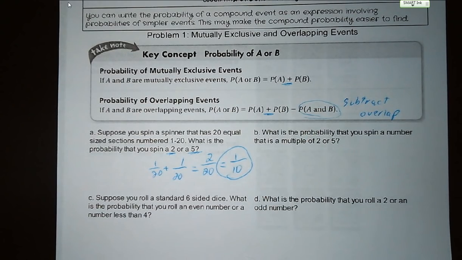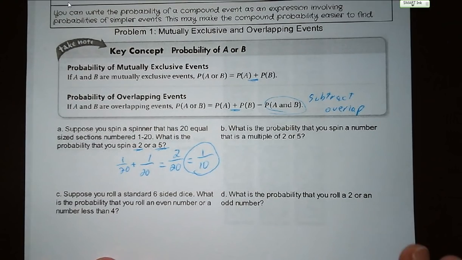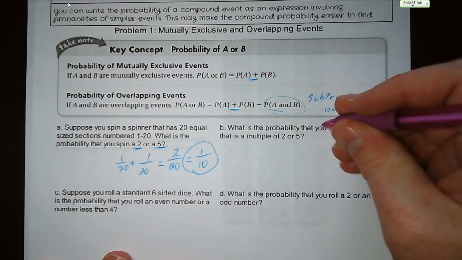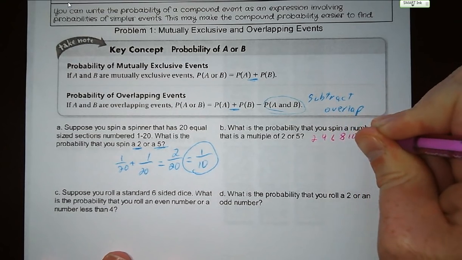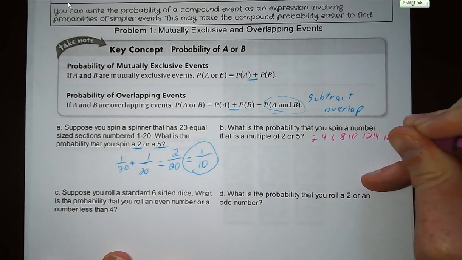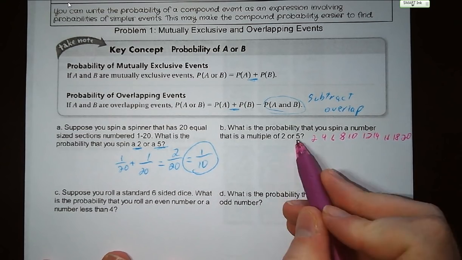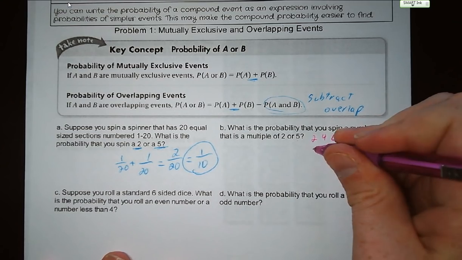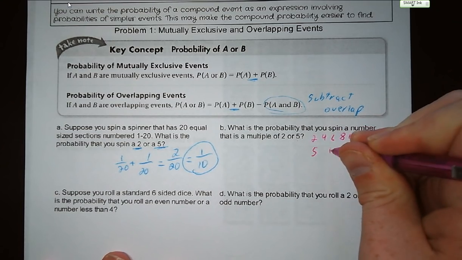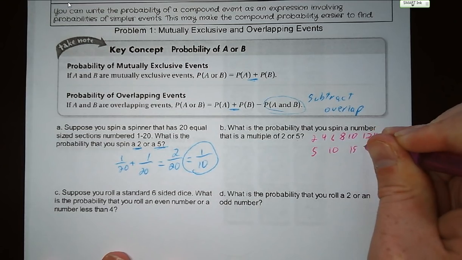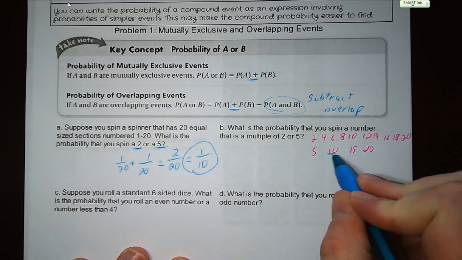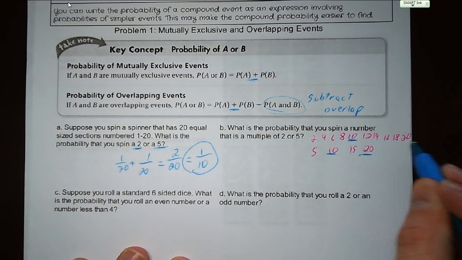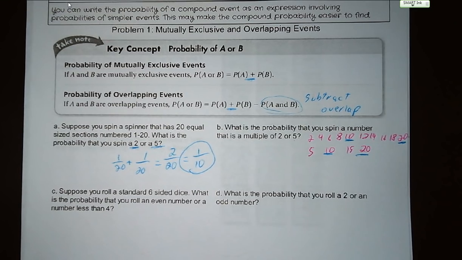Now, what is the probability that you spin a number that is a multiple of 2 or 5? Well, let's just list those out real quick. Multiples of 2, those are even numbers: 2, 4, 6, 8, 10, 12, 14, 16, 18, 20. And multiples of 5, that's going to be 5, 10, 15, and 20. Ooh, look. We have two overlapping numbers. 10 and 20 appear in both data sets.